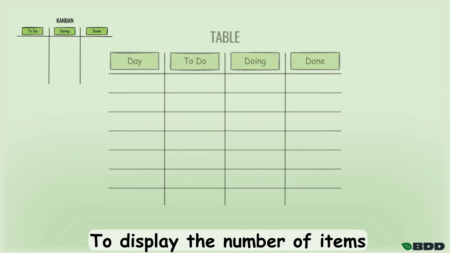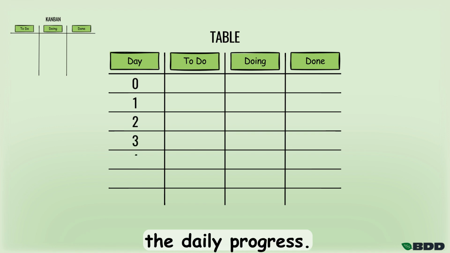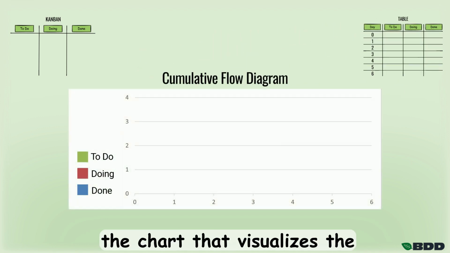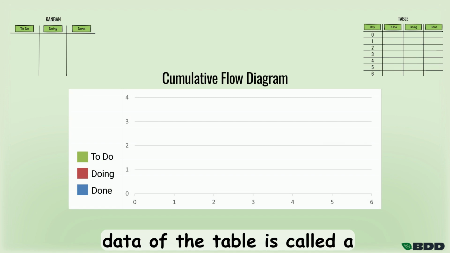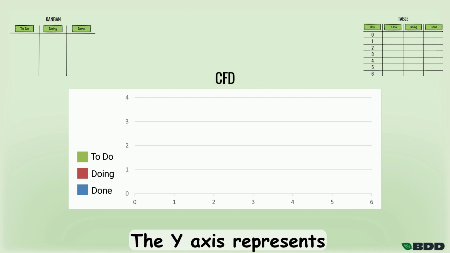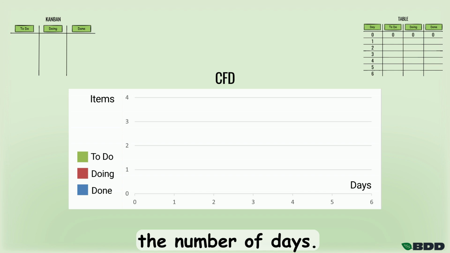To display the number of items recorded in each state, this table will show the daily progress. And finally, the chart that visualizes the data of the table is called a Cumulative Flow Diagram, or CFD. The y-axis represents the number of items and the x-axis represents the number of days.